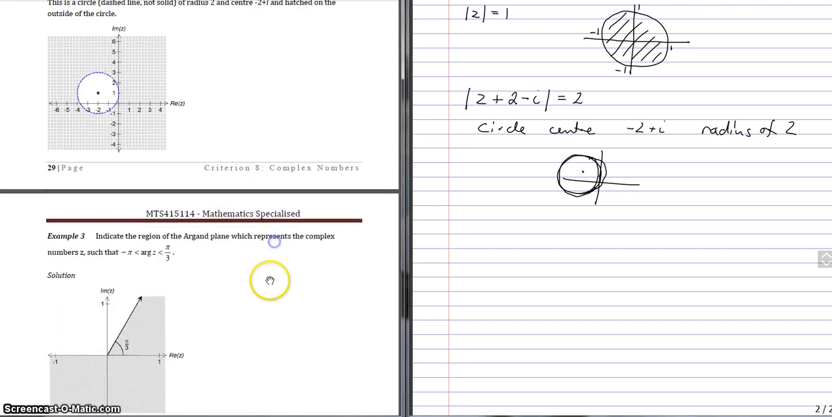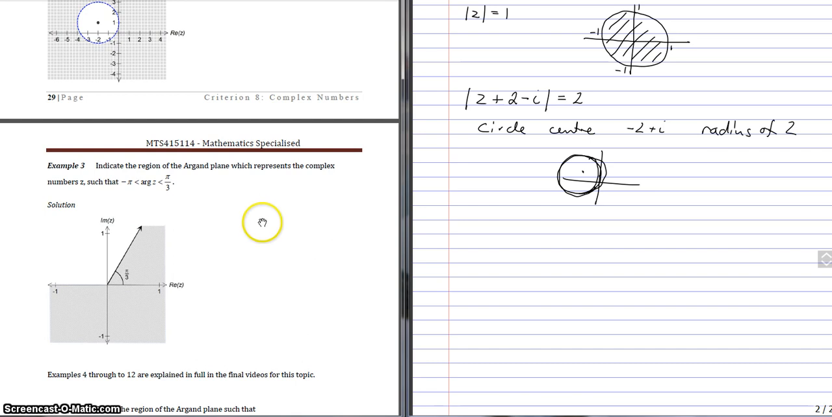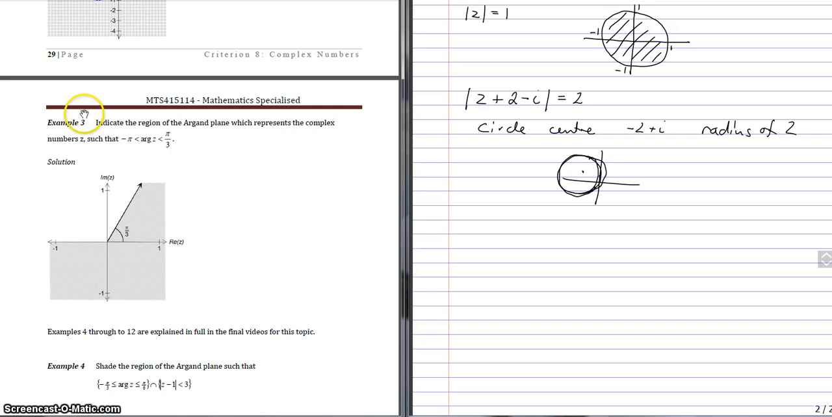All right. Let's move on to the next example that's given in the notes. We want to indicate the region of the Argand plane which represents the complex number z, such that the argument of z is between negative pi and pi on 3.